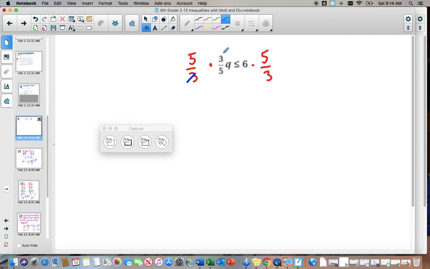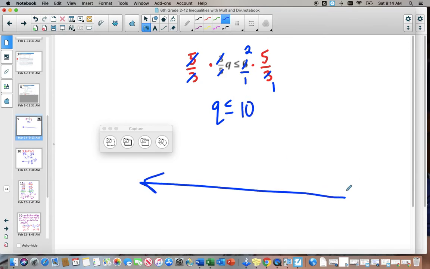We simplify what we can, which would mean we just get q is less than or equal to, I'm going to try to simplify this, 6 and 3, 10. Closed circle on 10. And then we're going to go to the left because that's where the numbers are less than that.